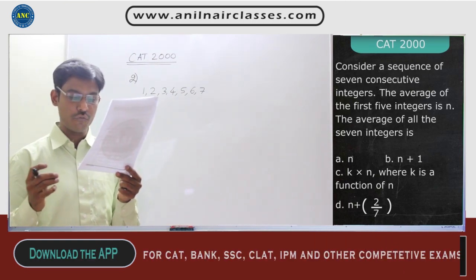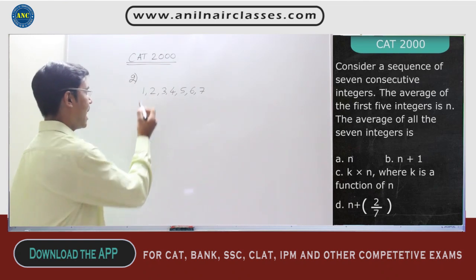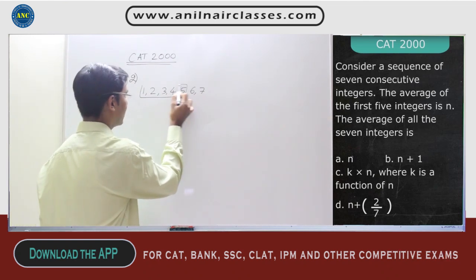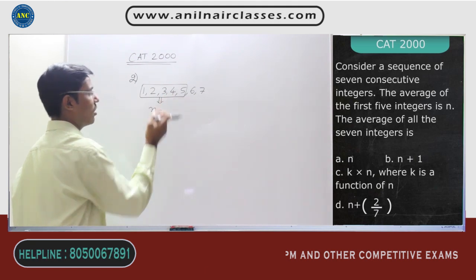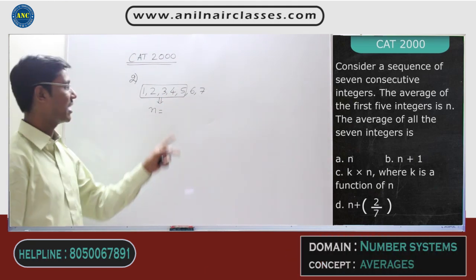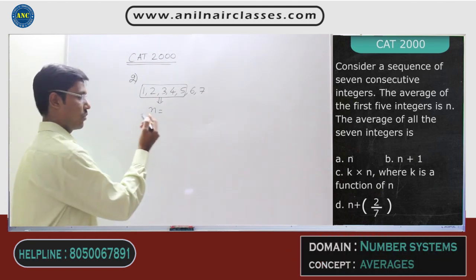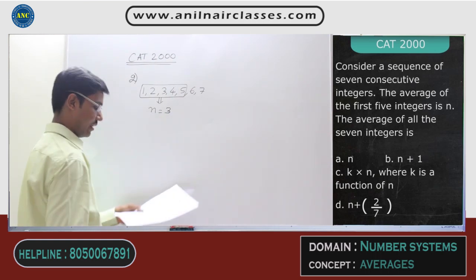The average of the first 5 integers is given as n. So what is the average of 1, 2, 3, 4, 5? Average is nothing but the middle value because it is in arithmetic progression. We already discussed this in the averages topic.